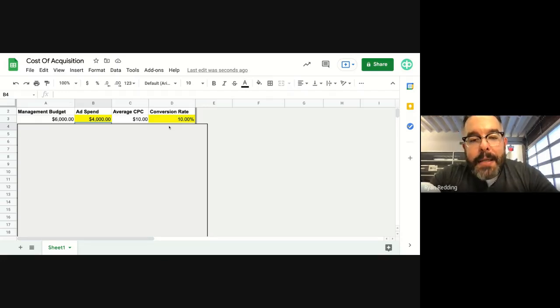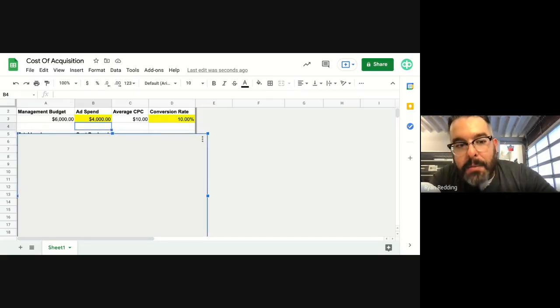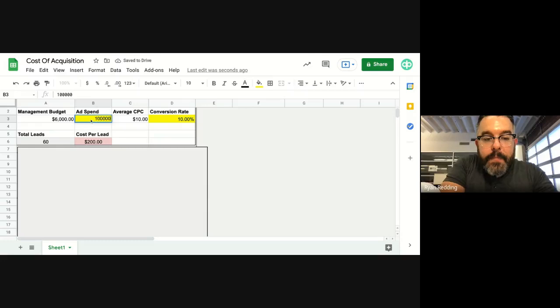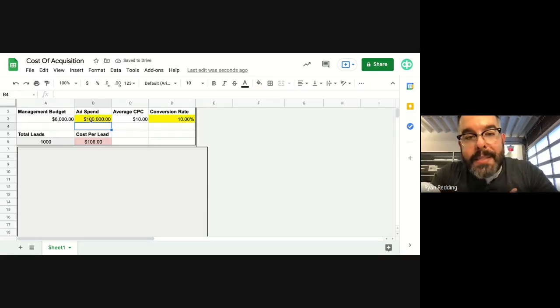If we were to scale that out, I've got this math and I built these little blocks to hide things so it makes a bit more sense. At this math, if you have a $10 average cost per click, a $4,000 ad spend and a 10% conversion rate, you're going to expect about 40 leads. If I were to spend 6,000, this number would go up to 60. If I were to go up to 100,000, you would see those numbers change in real time. But again, I'm keeping it at 4,000. You would see those 40 leads.